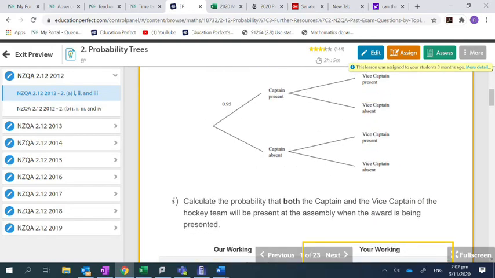Now, calculate the probability that both the captain and vice captain of the hockey team will be present at the assembly as the award is being presented. So, that probability, the captain is present and the vice captain is present. Okay? So what was that, 0.97 or something? I can't remember.